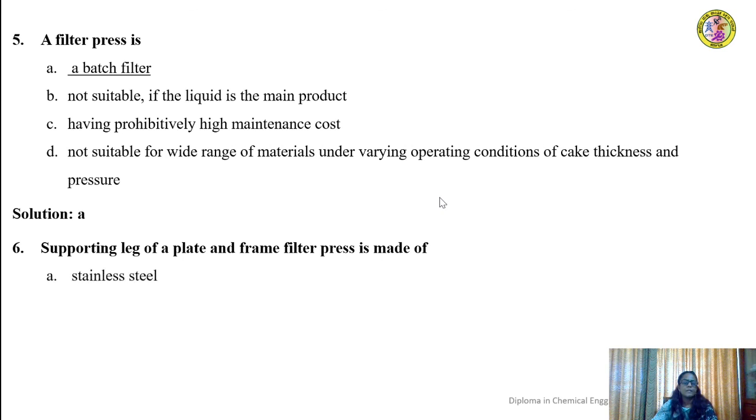Supporting leg of the plate and frame filter press is made of stainless steel, cast iron, high-speed steel, wooden plank. So which of these, according to you, is the right material for constructing the supporting leg of a plate and frame filter press?